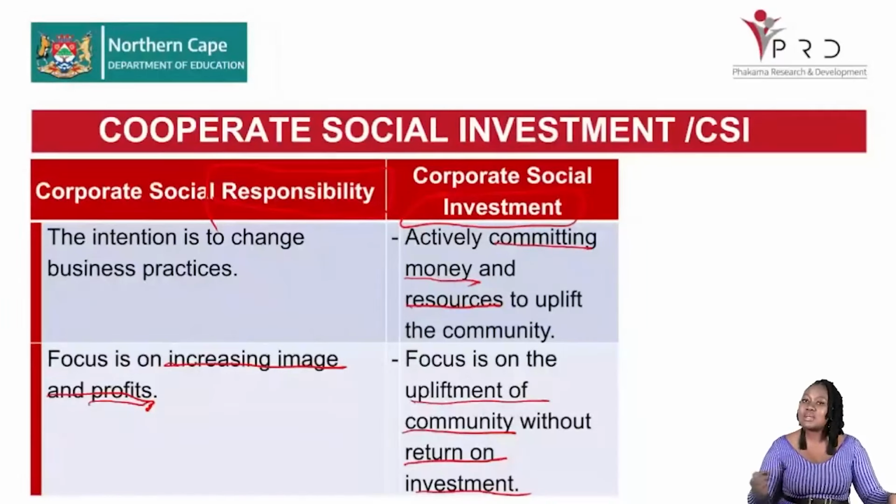But whenever you see someone actually doing something good, it can be a business, can be an individual, can be an organization, and they do something good in the community, and there are no pictures involved, and they do not want any recognition for the good deed, then we know that they're actually doing what? Corporate social investment. Because we know with CSI, the focus is on what? Uplifting the community without any return on investment. Meaning that you just want to uplift the community and you're not expecting anything in return.